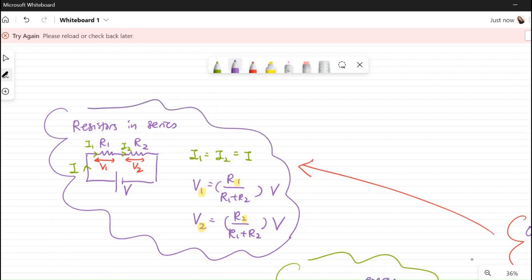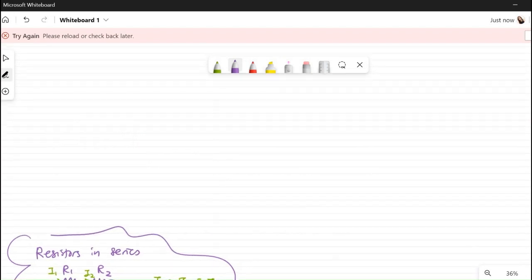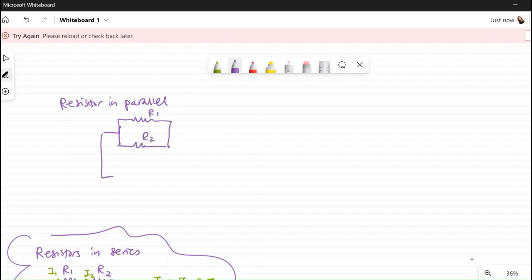Okay. And what happens if the resistors are connected in parallel? So, resistors in parallel. Let's say I have two resistors connected in parallel, such as this, R1 and R2, connected to a battery of V. For example, the voltage drop across resistor 2 is V2, the voltage drop across resistor 1 is V1. Since they are connected in parallel, V1 is equal to V2 is equal to V.